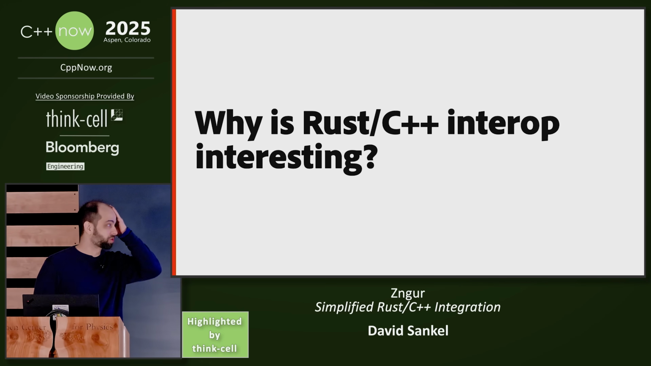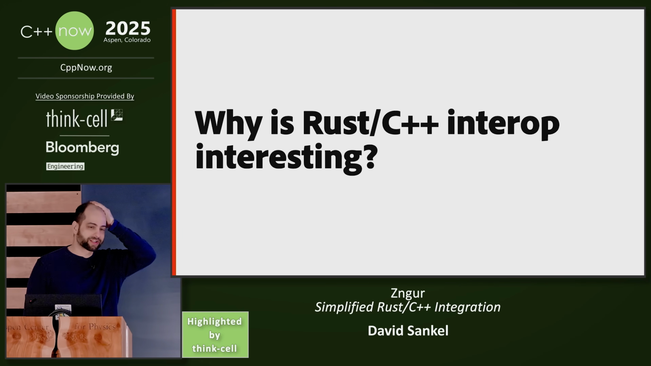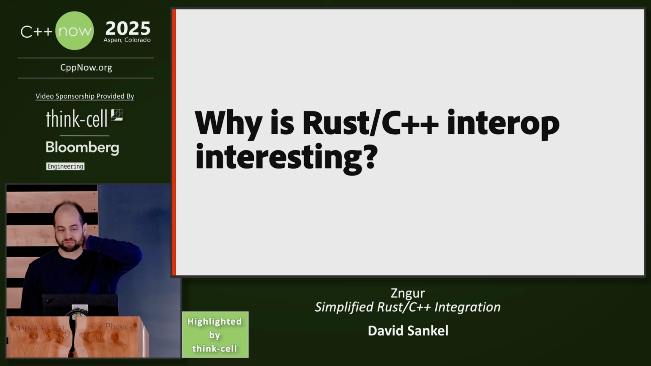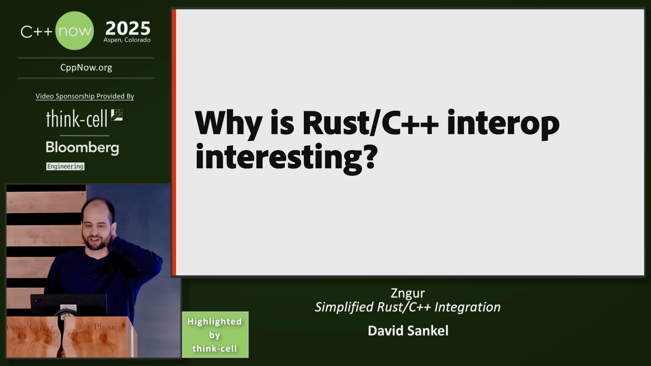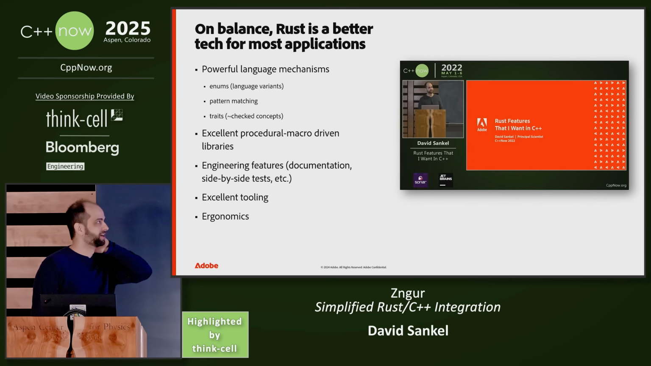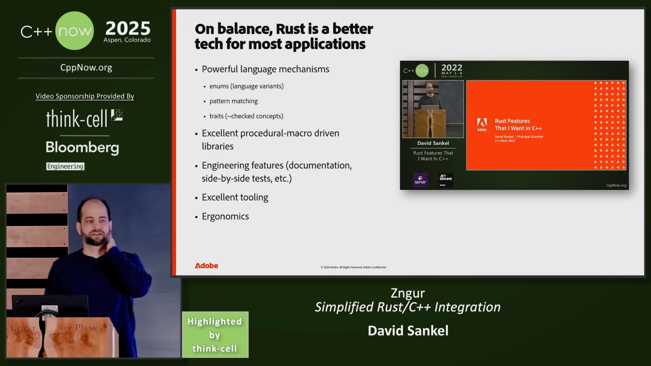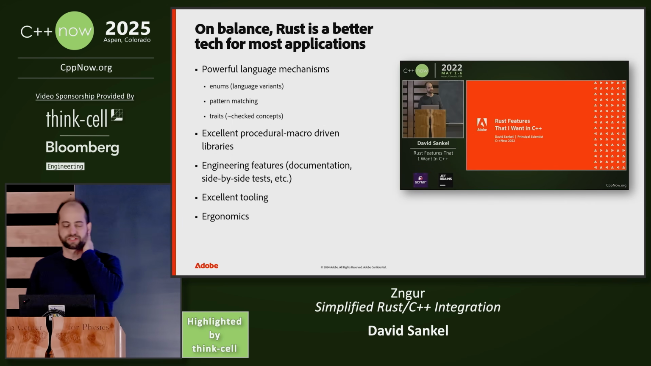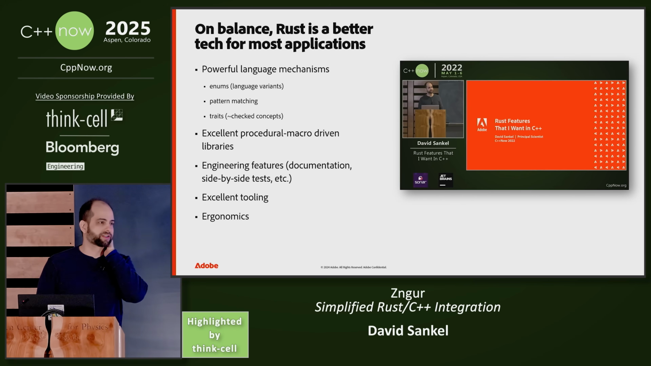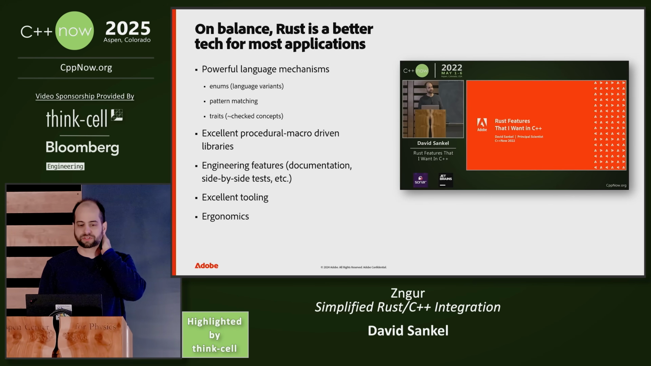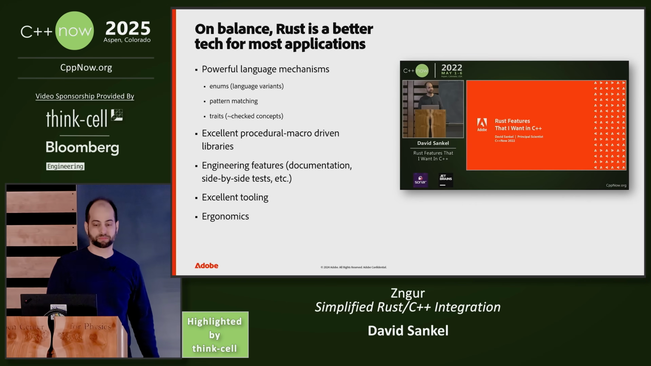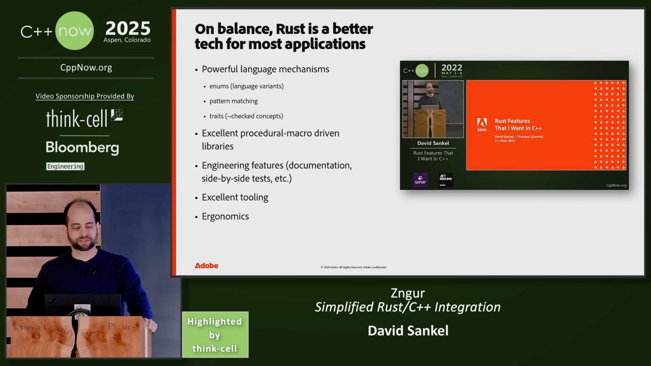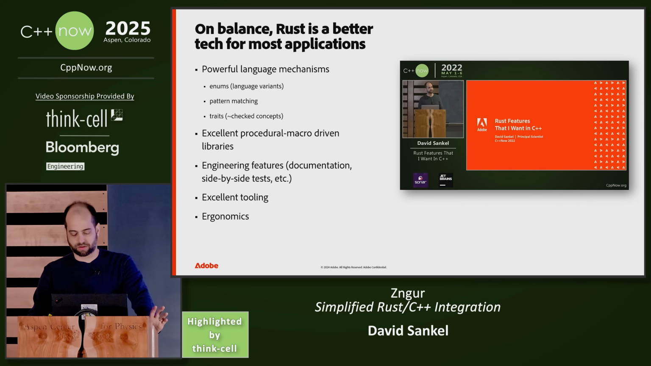Why is Rust and C++ interop interesting? We're at a C++ conference. Now we're talking about some Rust C++ interop stuff. What's going on here? Well, on balance, in my opinion, Rust is just better technology than C++ for most applications where C++ is currently being used. Certainly not all, but most. The reasons are, there are a few of them.